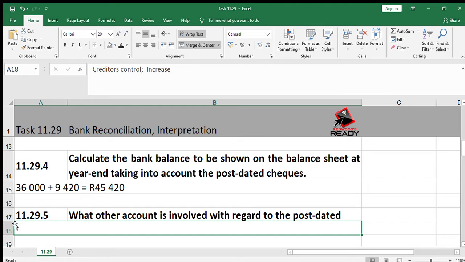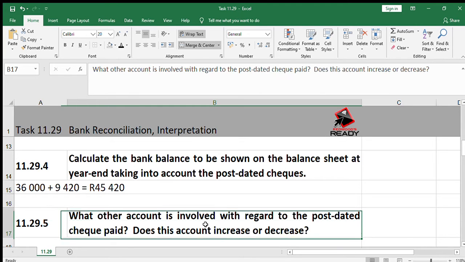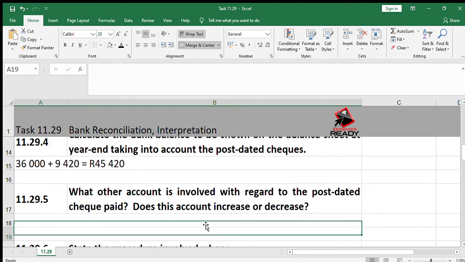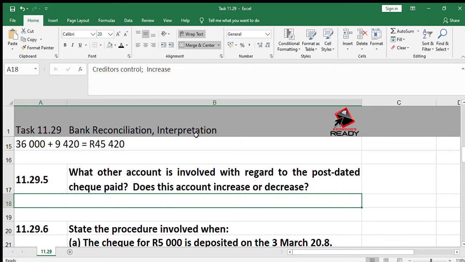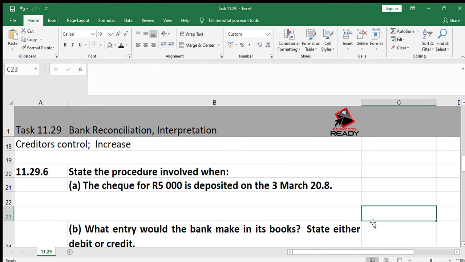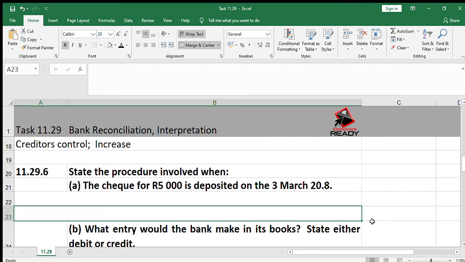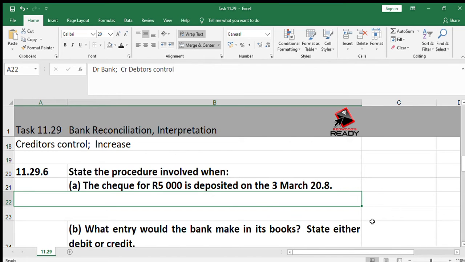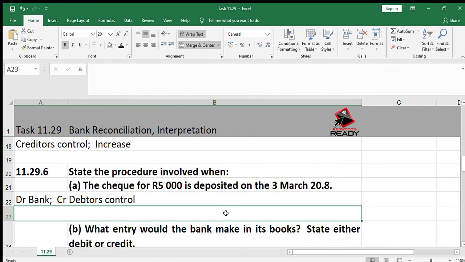Then which other account is involved with regard to the post-dated check? Does this account increase or decrease? So it's usually creditors control, and it increases because the liability increases. 11.29.6, state the procedure involved when the check for 5,000 Rand is deposited on 3rd March. So we would debit bank and credit debtors control on 3rd of March.